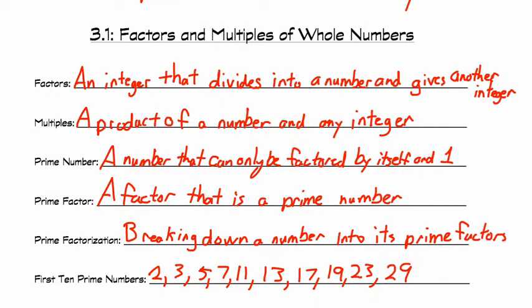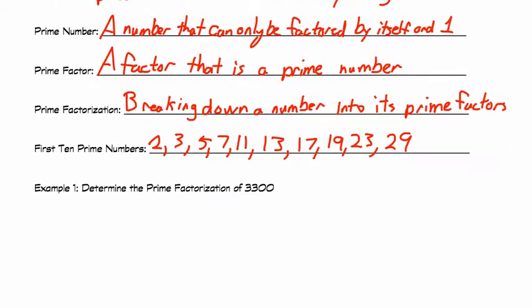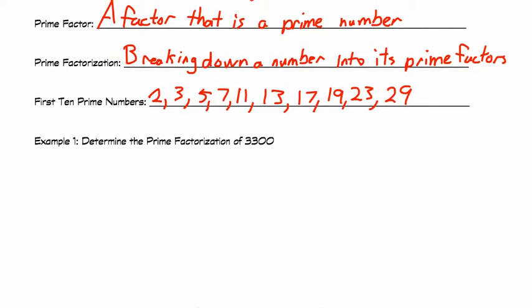Our first example is we're going to find the prime factorization of 3,300. To do that, we are going to use what's called a factor tree. A factor tree starts out with your main number and breaks it down into its factors until they are all prime factors. At the top of your tree is your starting number, which is 3,300. This is divisible by 33 and 100. 33 times 100 gives us 3,300.